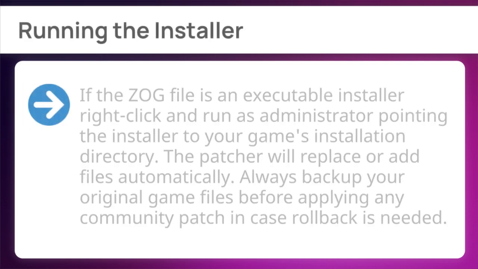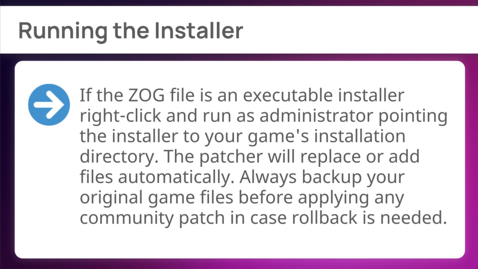Next, running the installer. If the ZOG file is an executable installer, right-click and run as administrator, pointing the installer to your game's installation directory. The patcher will replace or add files automatically. Always back up your original game files before applying any community patch in case rollback is needed.